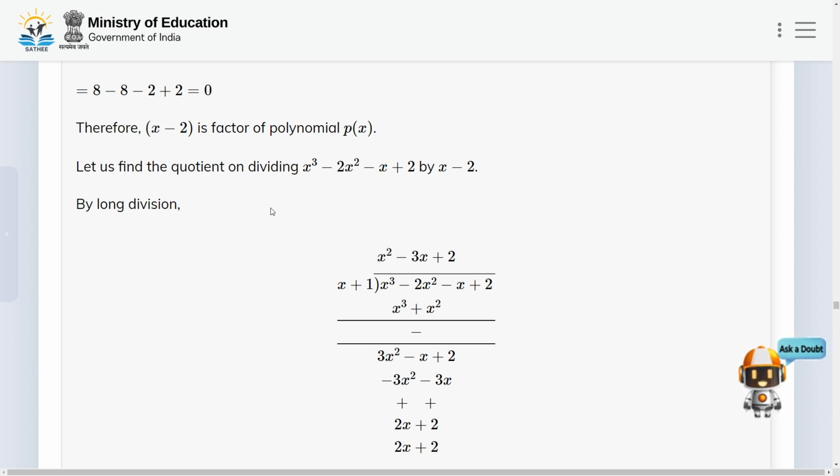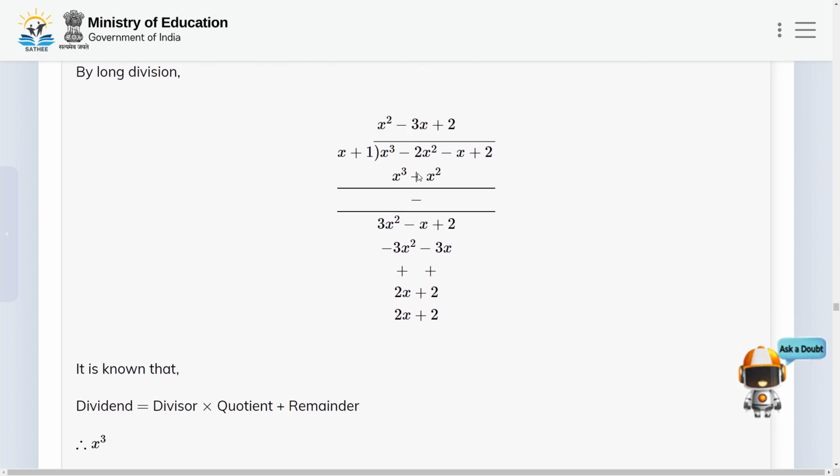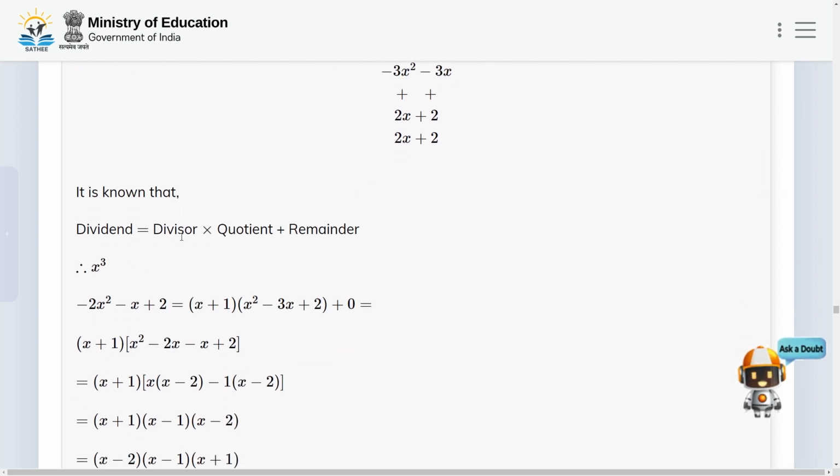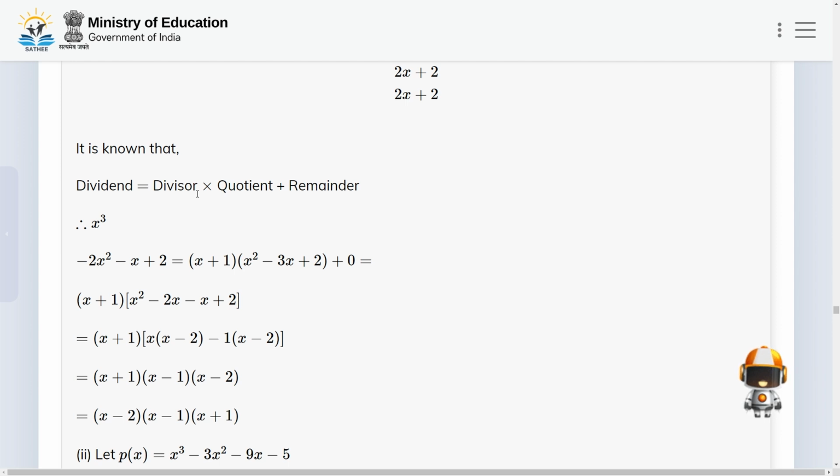Okay, so by long division, you can divide this cubic polynomial by this factor x minus 2, and then you will get the quotient x square minus 3x plus 2. Okay, and it is known that dividend is equal to divisor into quotient plus remainder.